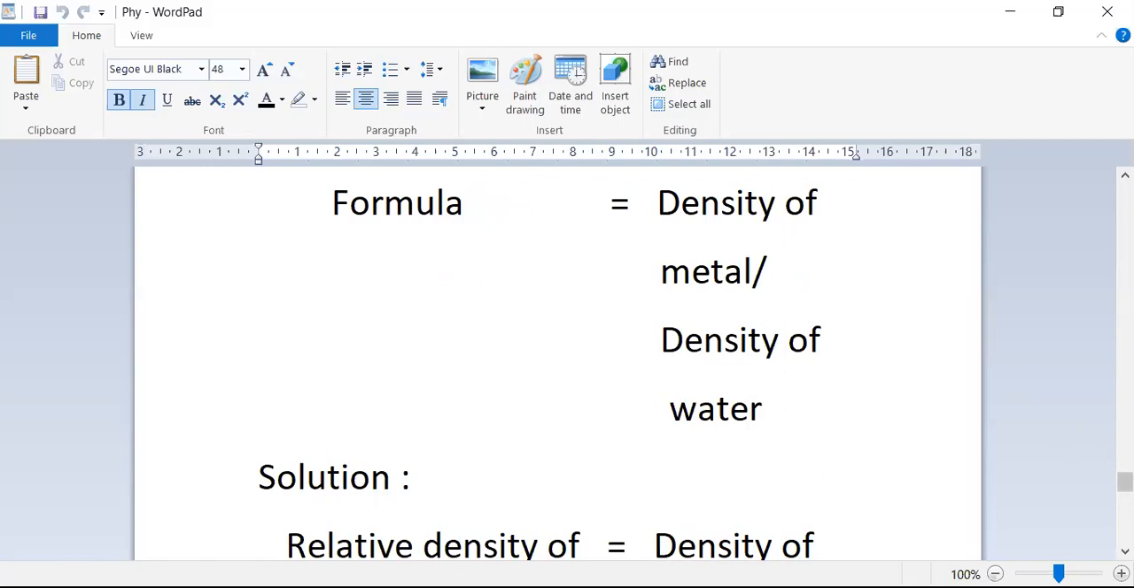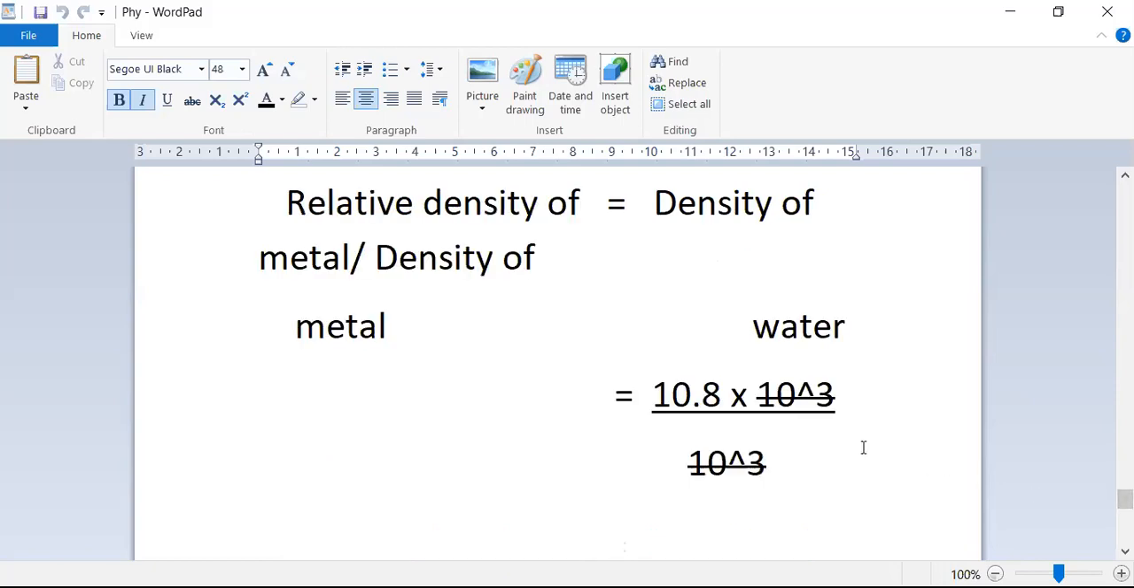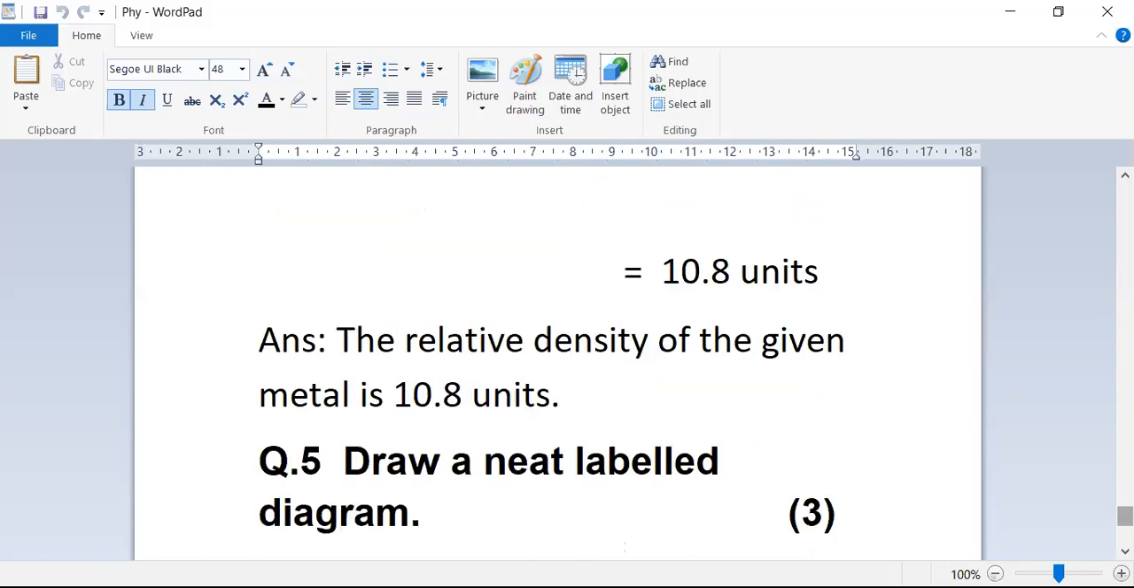You have to write down the formula very first. So you have to write down relative density of metal is equal to density of metal divided by density of water. You substitute the values. You first write the value for density of metal, then write down the value for density of water. Okay, what do you see? You see here a cancellation. So 10⁻³ and 10⁻³ get cancelled. You get the answer as 10.8.